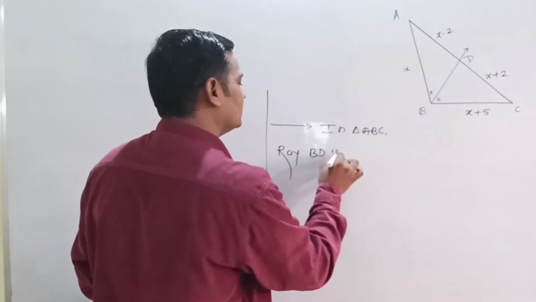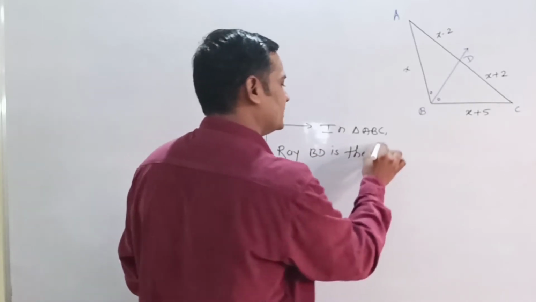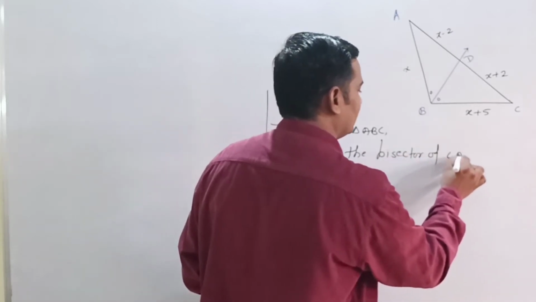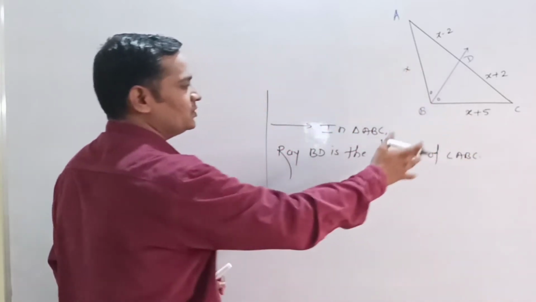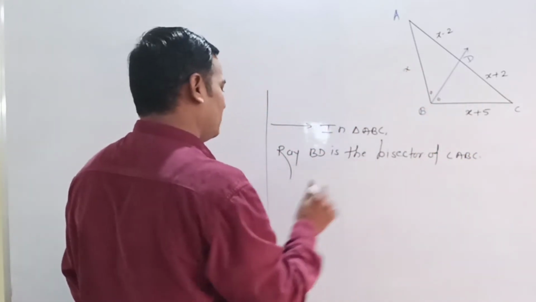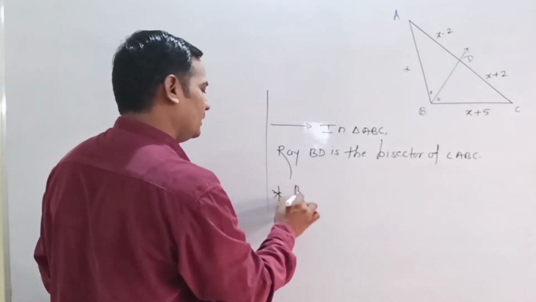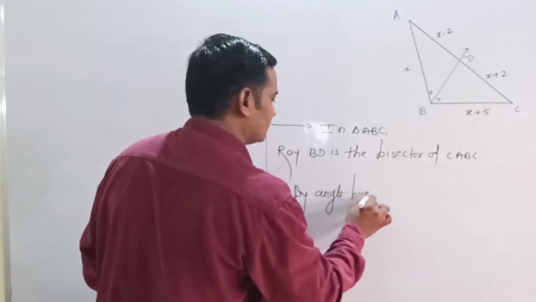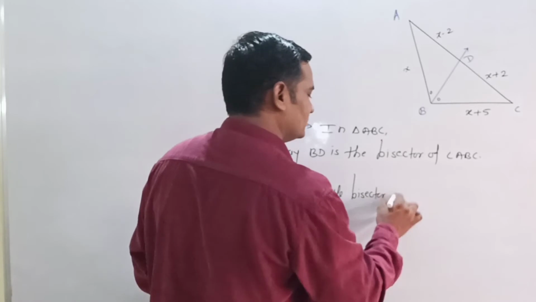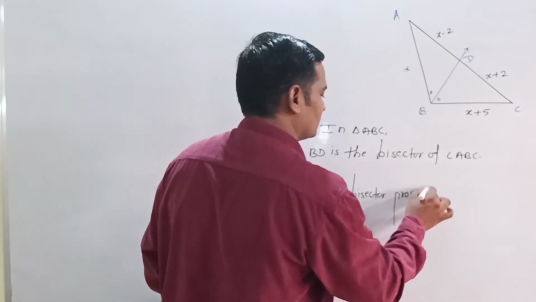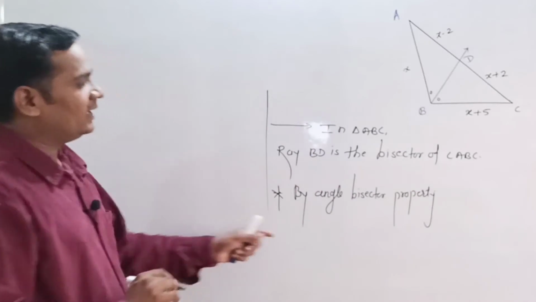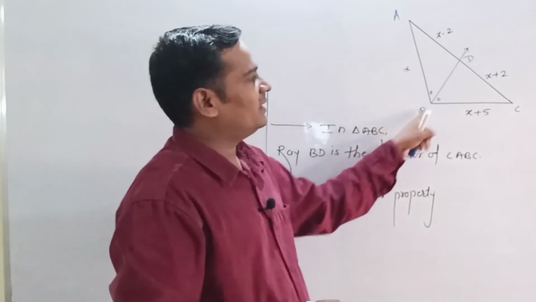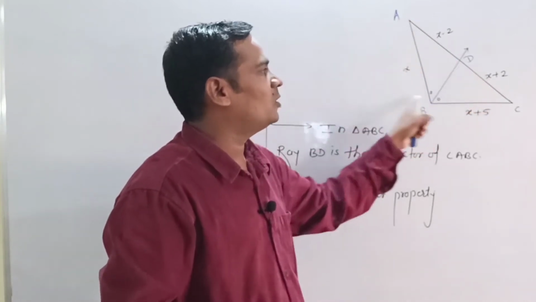Ray BD is the bisector of angle ABC. Angle ABC, or only angle B. Okay, if it is a bisector, then by the angle bisector property or theorem, whatever. Now, what is that angle bisector property? This ray BD divides the opposite side in the ratio of the remaining two.